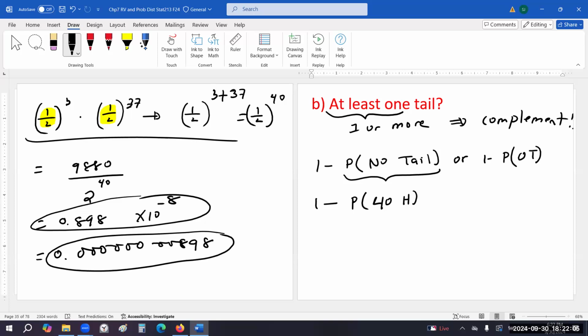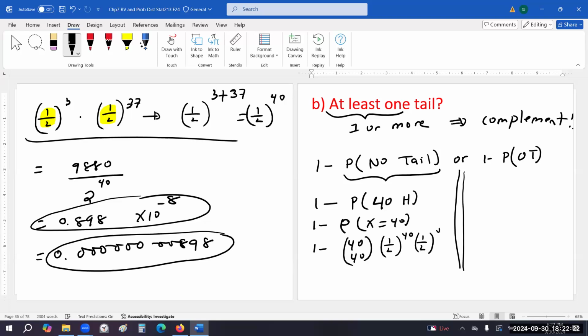Okay, so I'll show both. 1 minus the probability of x is 40, means 1 minus, we are choosing 40 from 40. 1/2 to the 40, 1/2 to the 0. 40 choose 0, I bet it's 1. And this is also 1. So you have 1 minus 1 over 2 to the 40. In other words, it's 2 to the 39.